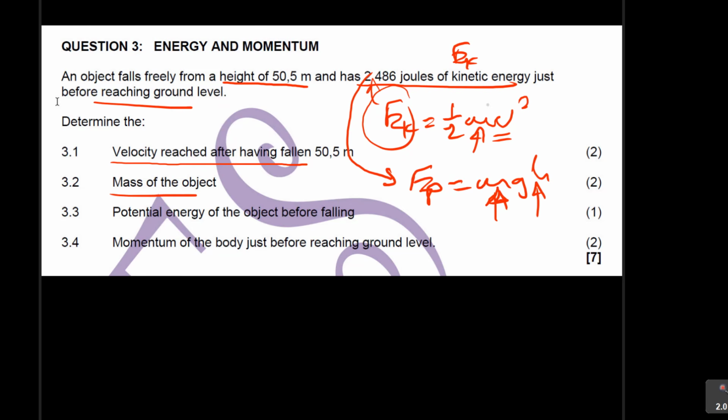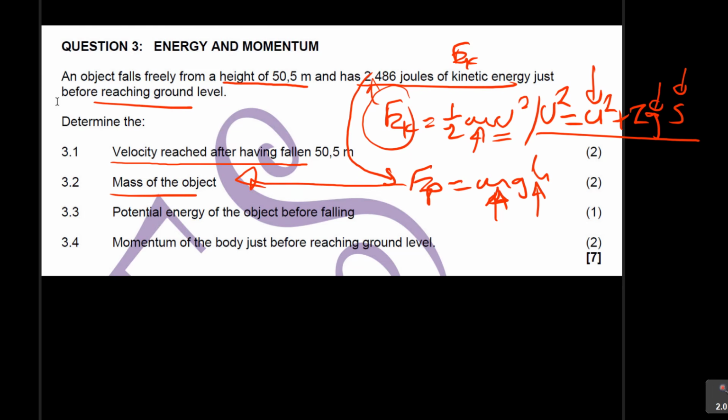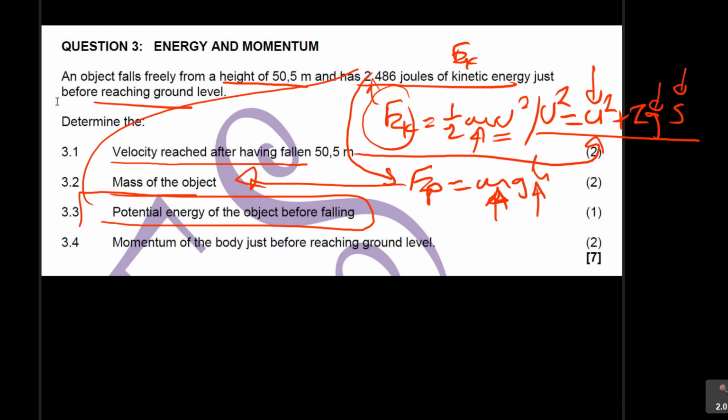And then here you could have used V squared is equal to U squared plus 2GS. That's the one that could have given you V there, because at the top U is 0, you know g, you know height. So just play around. So for this one, the mass of the object is this question, and then the potential energy, see they're tricking you, 1 mark. Potential energy is the same as that, and then the momentum P is mv. So try this question, see whether it gives you an answer, and then give me feedback.